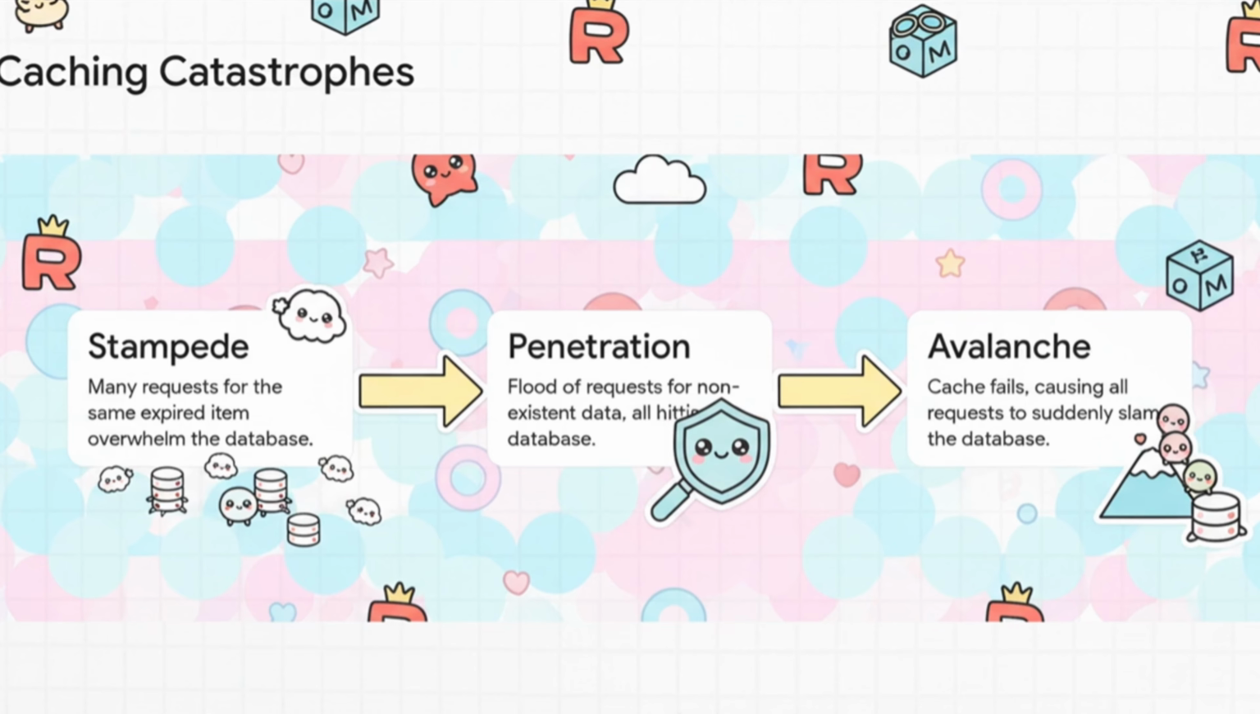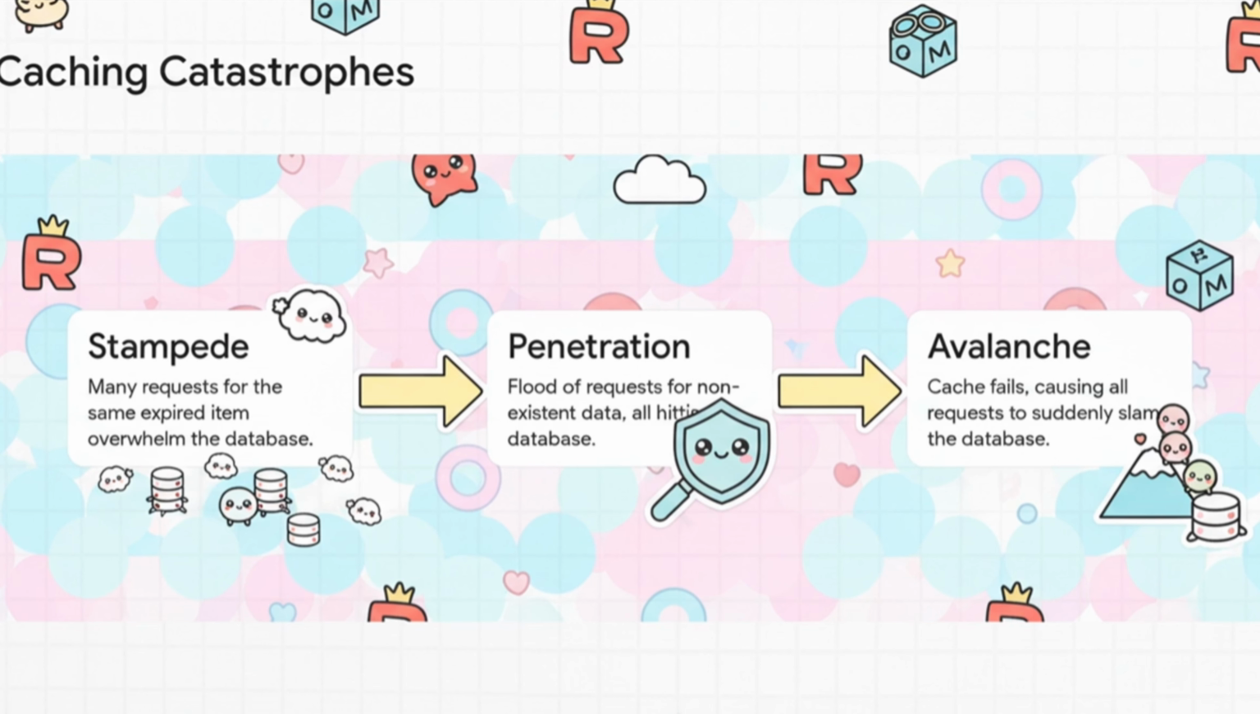First, the cache stampede. This happens when a really popular piece of data expires, and suddenly, tons of requests all try to regenerate it at the exact same time. Bam, your database gets hammered. Then there's cache penetration. This is when you get a flood of requests for data that doesn't even exist. So every single one of those requests misses the cache and goes straight to the database. Not good.